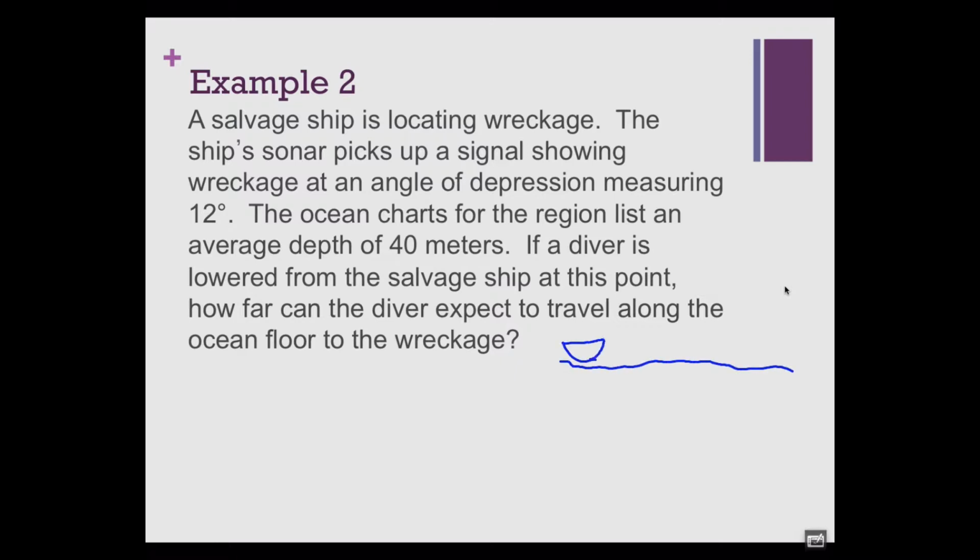Ocean. Boat. Angle of depression measuring 12 degrees. So the horizontal in this case would be the ocean. The angle of depression would then be downward from the horizontal. So we'd have it down like this. That's 12 degrees. Here's the ocean floor. Where does the 40 go? A, B, or C? B.